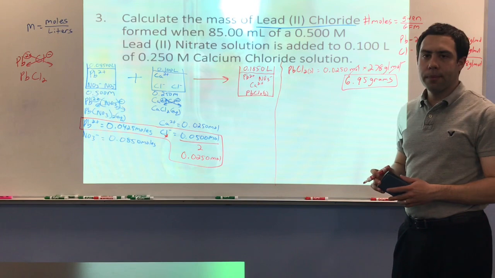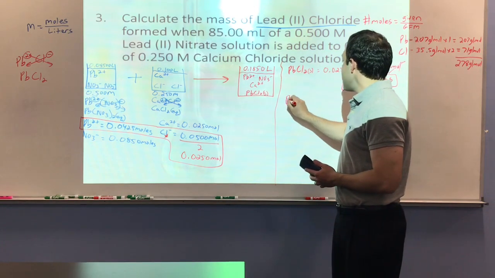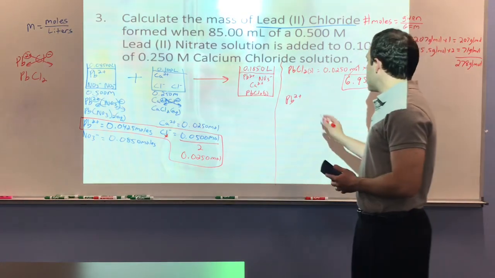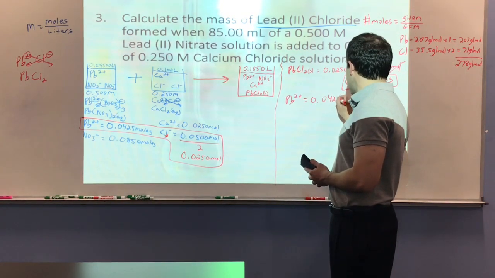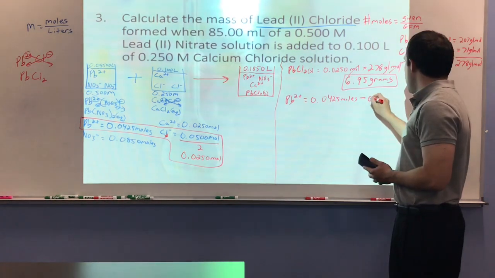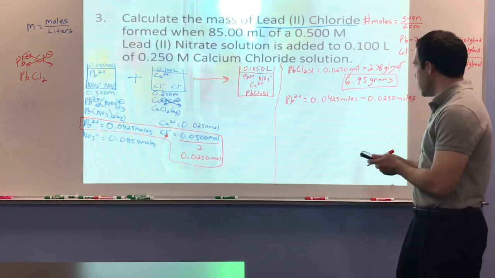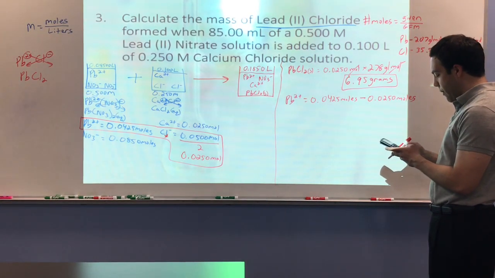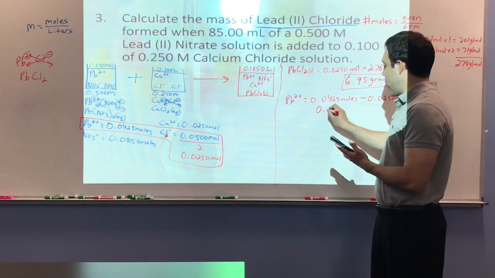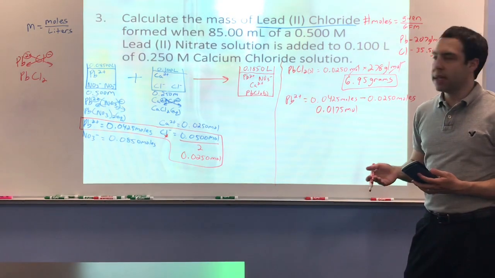Now let's figure out how much of each of the other substances we have left. For Pb2+, we have to do some subtraction as we did before. So we take the 0.0425 moles, we subtract the 0.0250 moles we used up making the PbCl2. So we do that, 0.0425 minus 0.0250. We get 0.0175 moles of Pb2+ left.